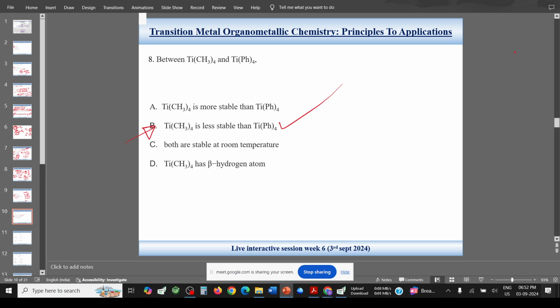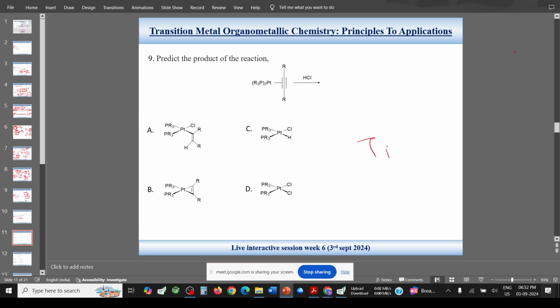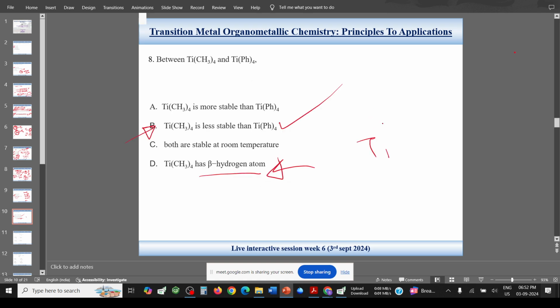One is option number D. Here it's saying that Ti(CH3)4 has beta hydrogen. But TiCH3 is finished, this is only alpha. So there is no possibility of beta hydrogen. So this option D is eliminated first.